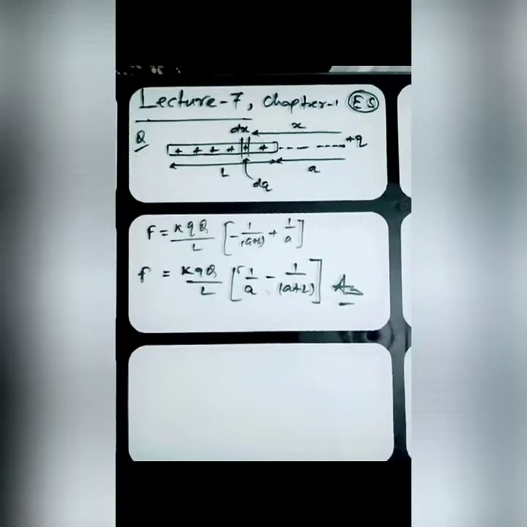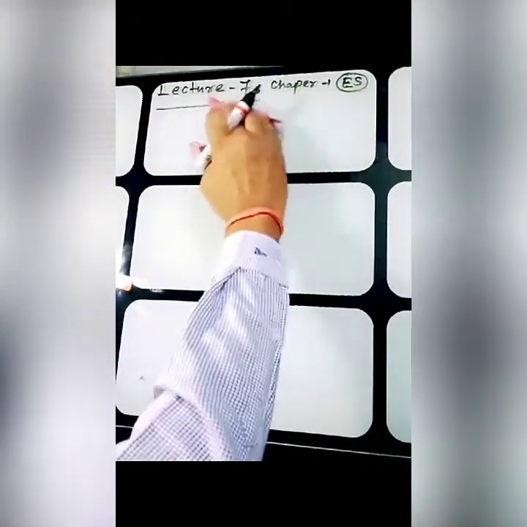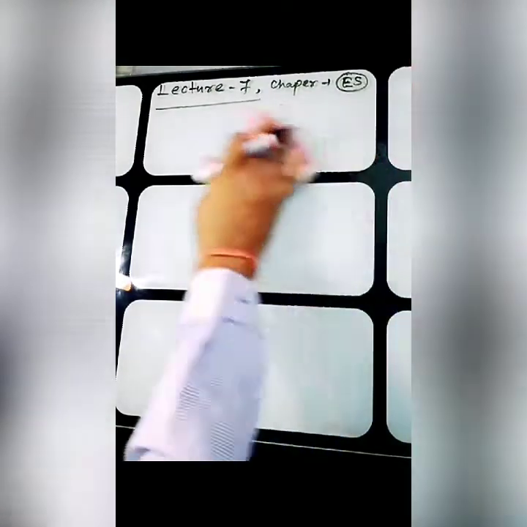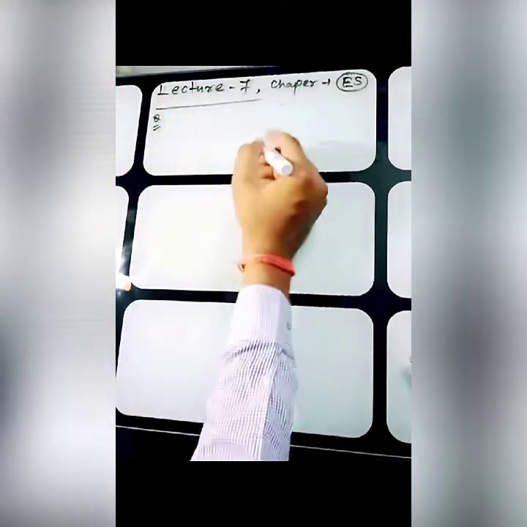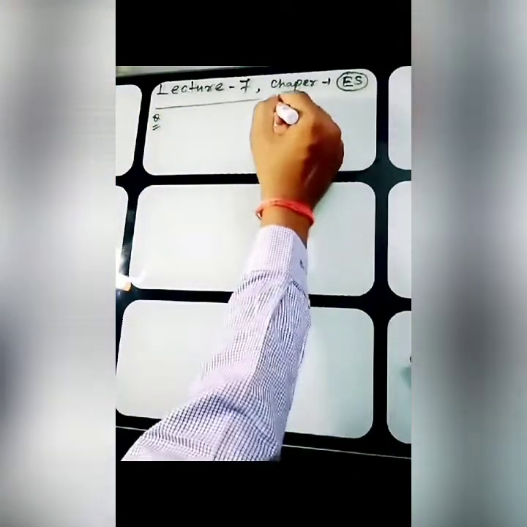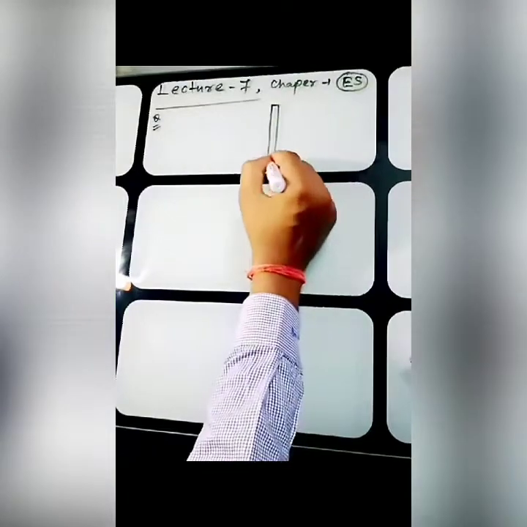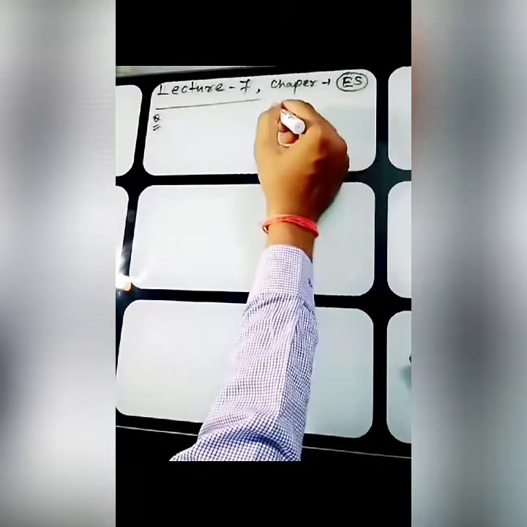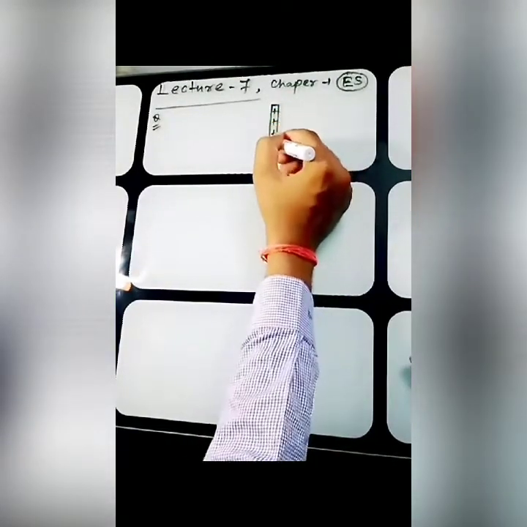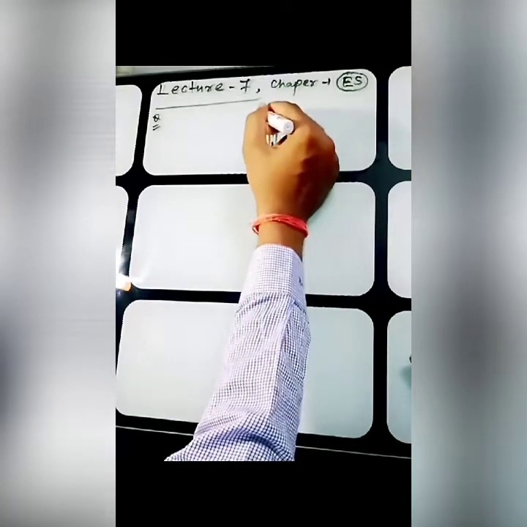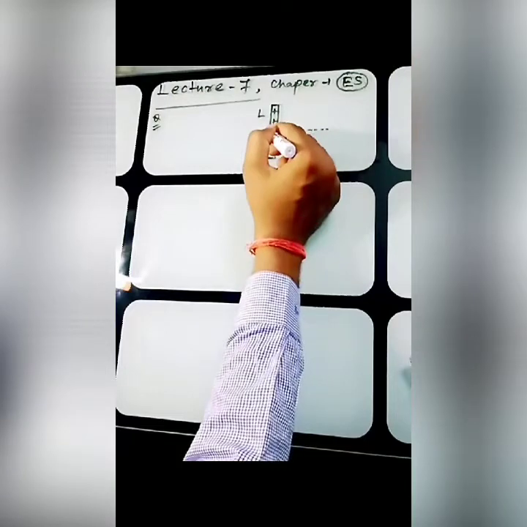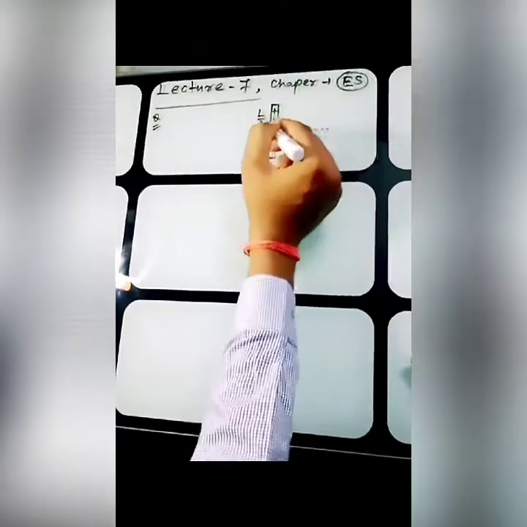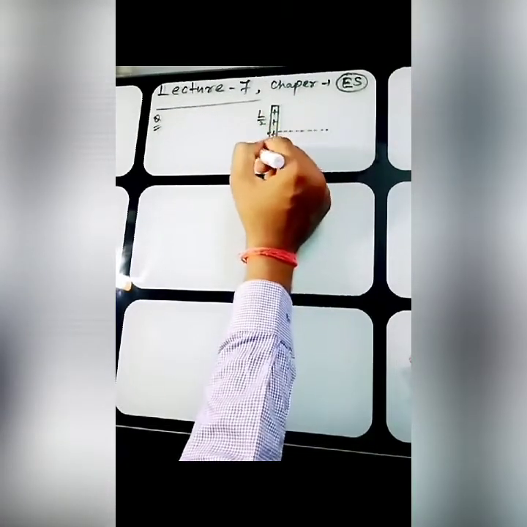Now, if you are asked the same question in a competition, as I told you, it will be to find the force between this rod and the small charge. It is a positive charge uniformly distributed over the length L, and the distance is measured from the center, that is L by 2 and L by 2.